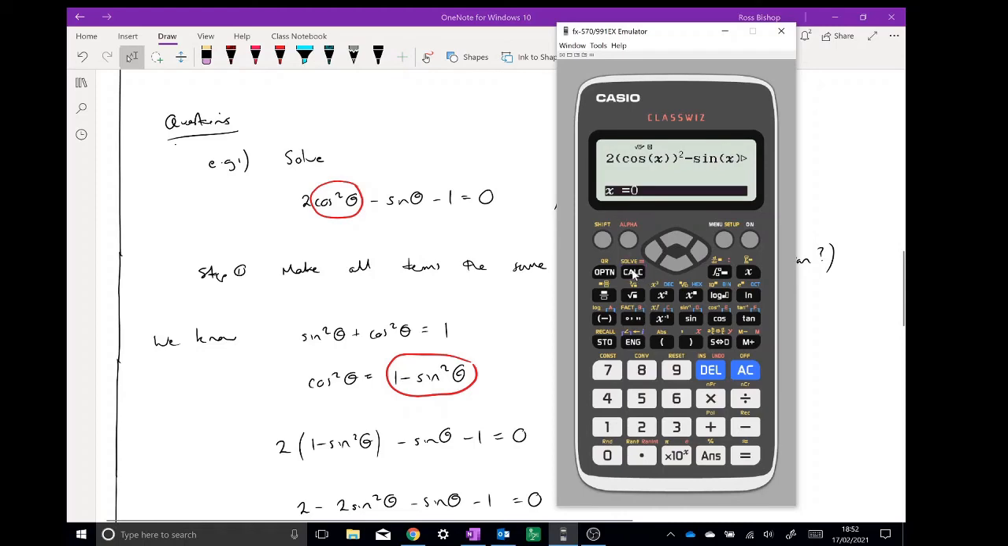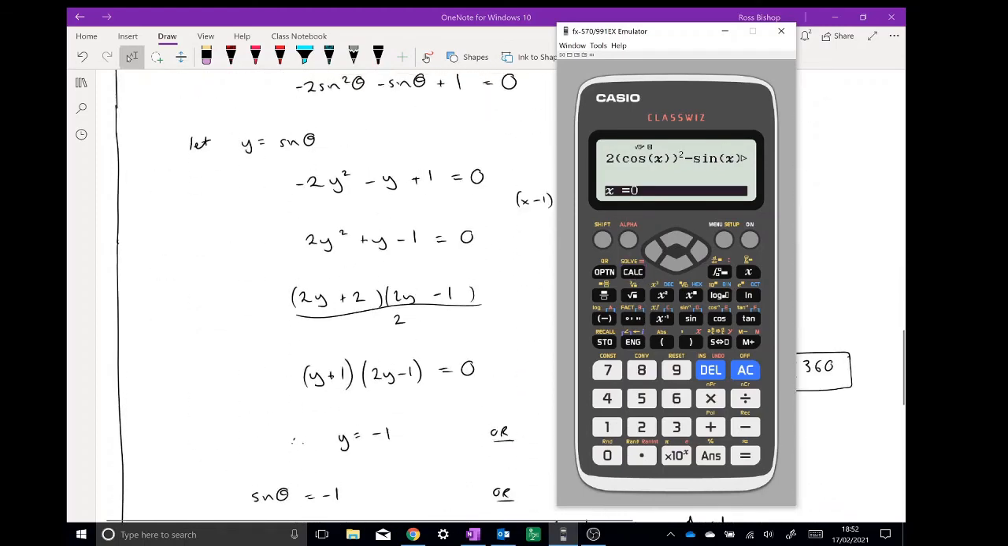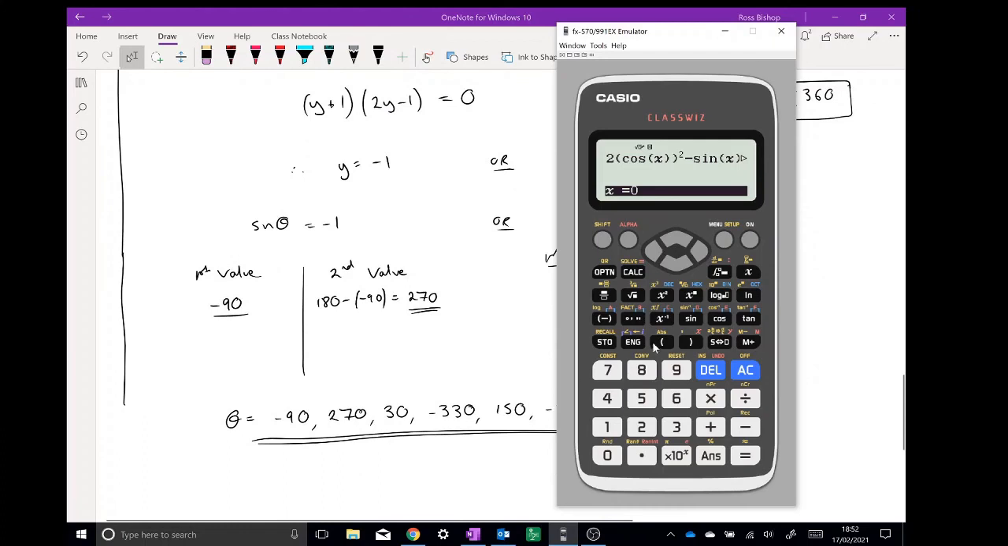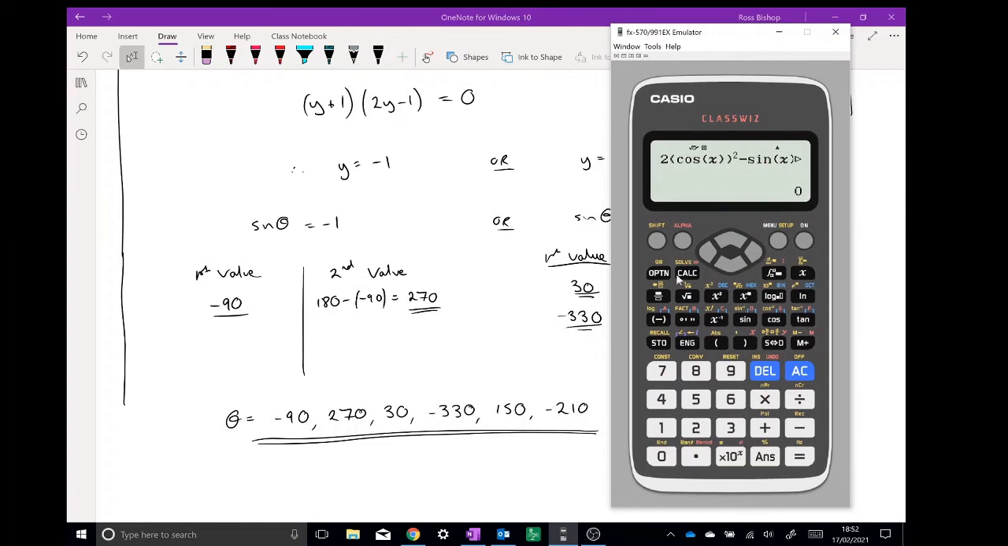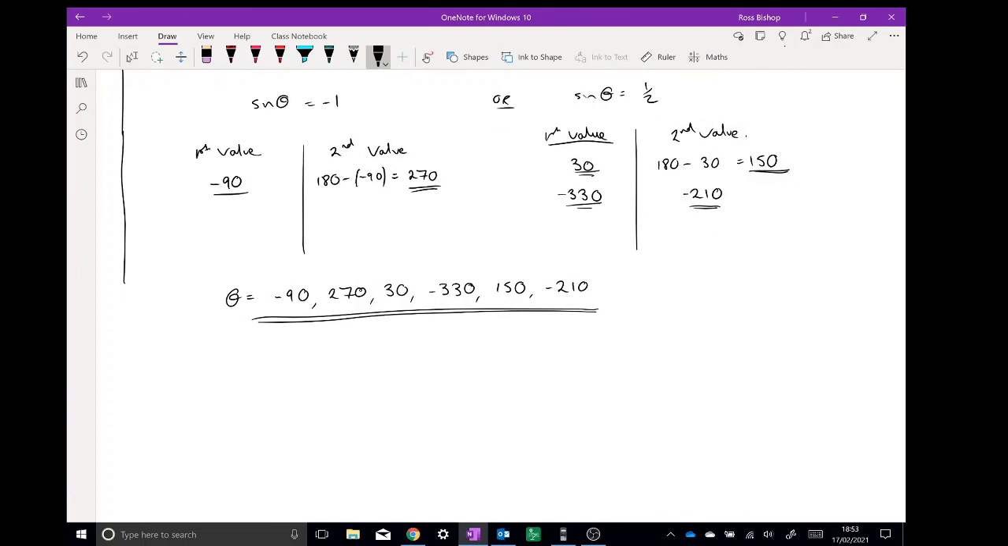So if I press calc and then type in my values, my first value was minus 90, so negative 90. If I press equals twice, I get 0. So I know that one's right. I can then just check all my answers. So calc, the next one, 270. 0, I know that's right. Let's check the next one. Calc 30, and I can go through every single one. 0, that's good. Calc, and I get 0, and I'll get 0 for the others as well. So I know all of those are correct. Okay, so that's how I would approach that sort of question.